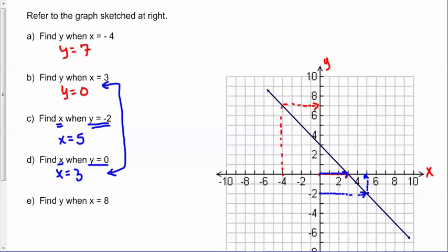Now our final one, we're back to find y. So pay close attention to what they're asking you to find. Find y when x equals 8. So when x equals 8, we go all the way out over here to x equals 8, and then we say, what's the y that's going to go along with that? Well, let's find out. We go down to where we hit the line. The graph is right there. And I follow that back to my y-axis, and it's right there at y equals -5. So y equals -5 when x equals 8. And that's how we're going to approach those problems.